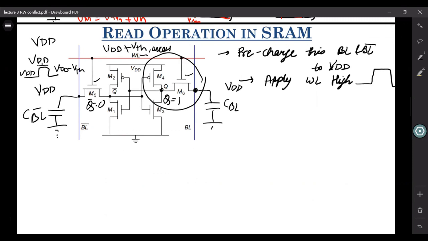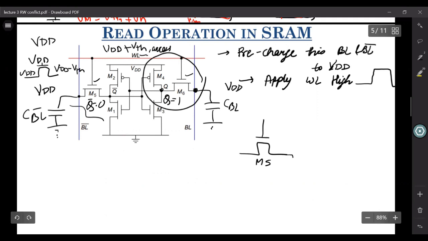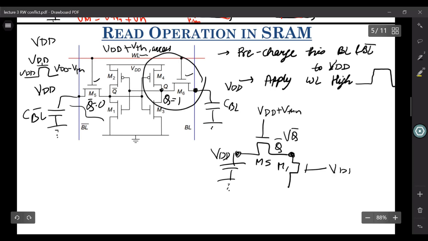But on the other hand, on the left hand side, if you look closely, let's say this is M5, and this is let's say your M1. So this terminal is Q bar, which we call VQ bar. This is VDD. This is VDD plus VTHN, and this is VDD. So this M1 is on.